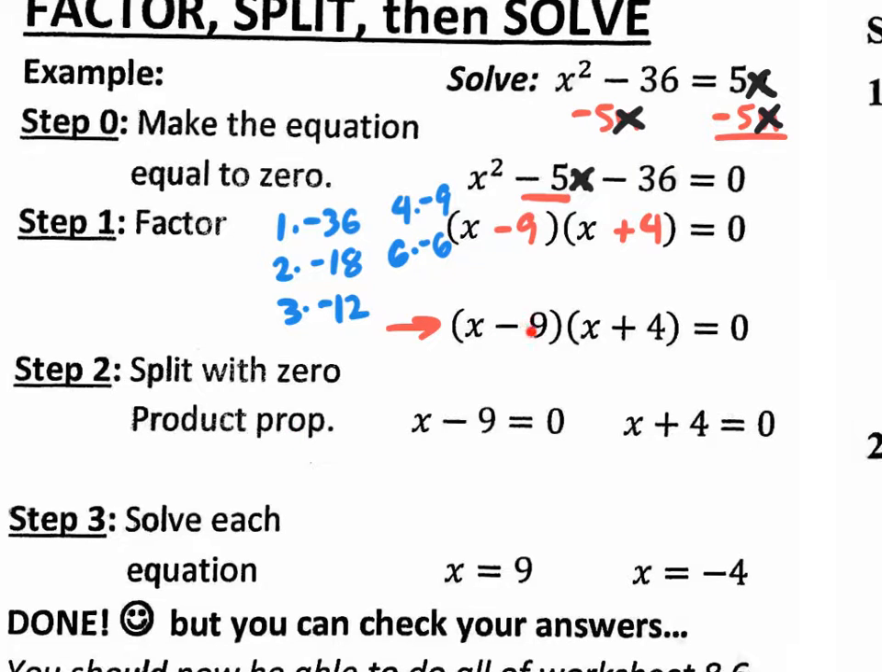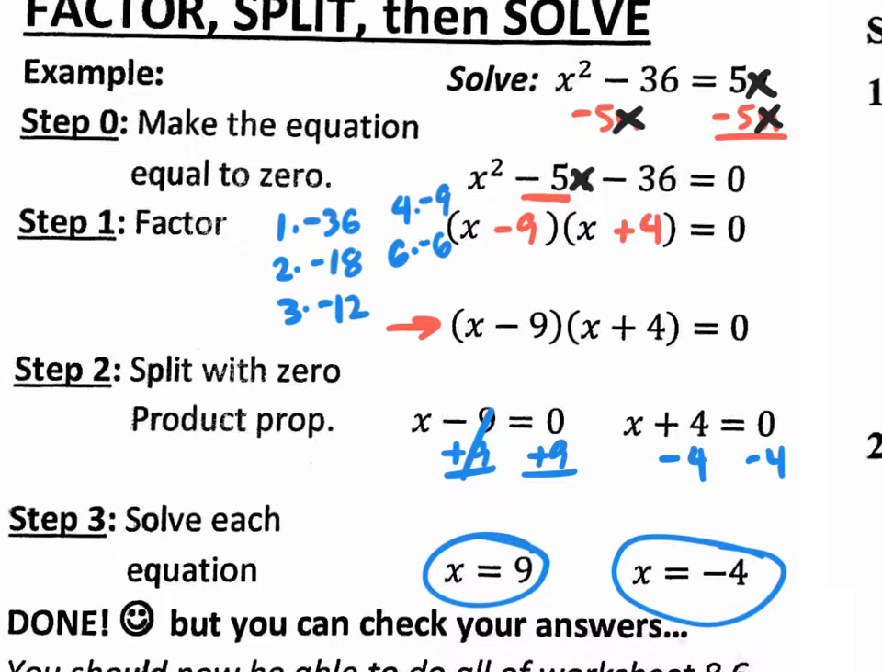So this x minus 9, you set it equal to 0. This x plus 4, you set it equal to 0. So we're splitting it, creating a complicated looking equation into two simple equations. And step 3 is just solve each equation. So the minus 9, you're going to get rid of it by going plus 9, and that's how we get x equals 9. Over here, minus 4, and that's how we get x equals negative 4.